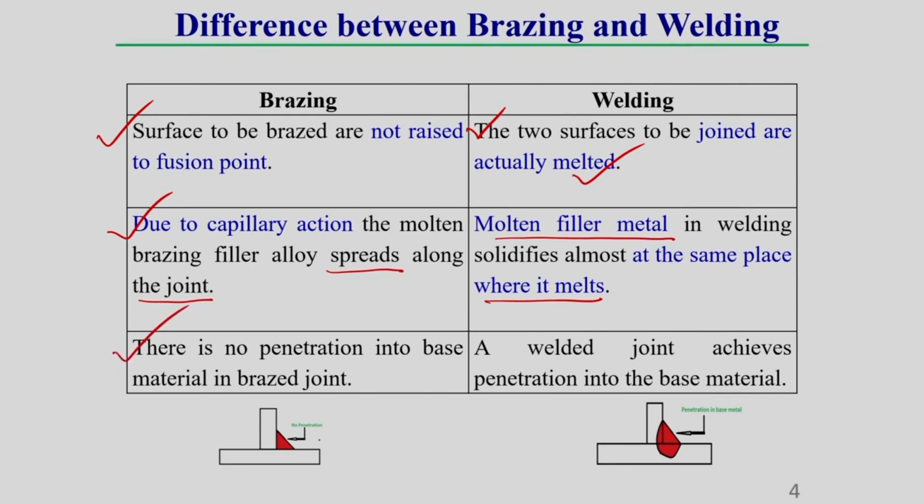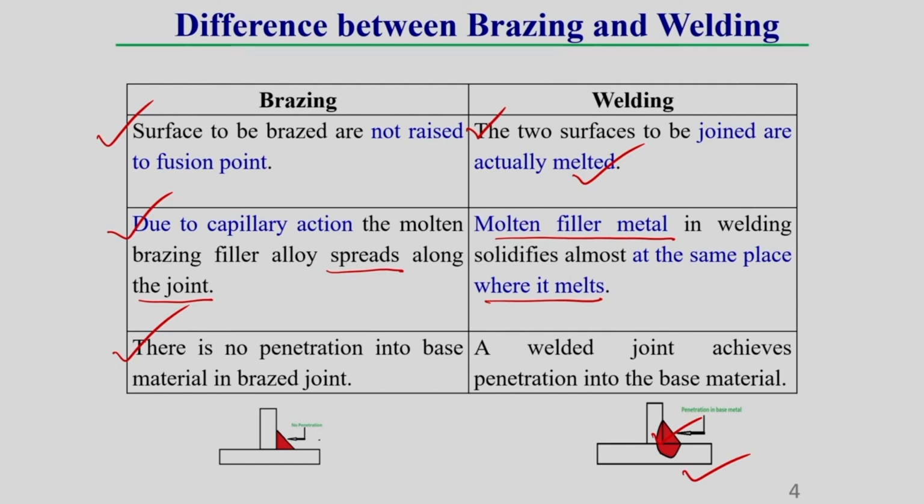There is another most important difference between brazing and welding: there is no penetration in case of the brazing process. Penetration means there is no penetration into the base material in a brazing joint. That means whatever filler material we are using generally lies above the surface only. It does not penetrate into the base material. But in case of welding, the joint is achieved due to penetration into the base material. That means whatever molten material is generated in welding penetrates within the base material.